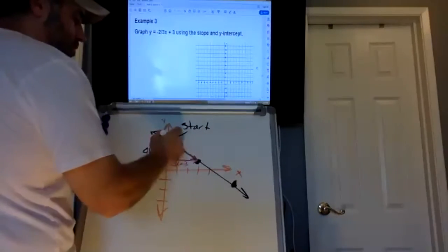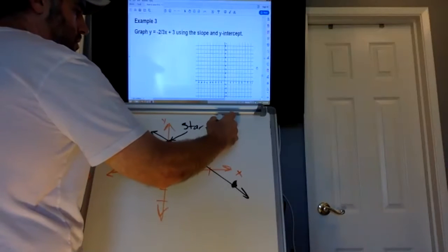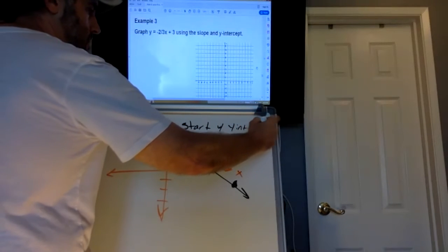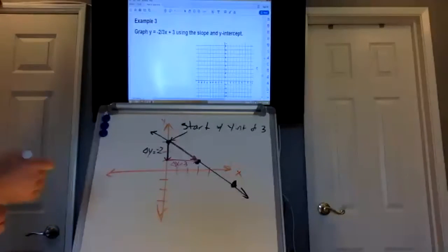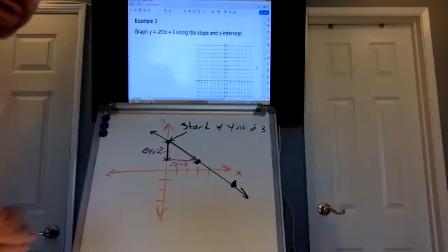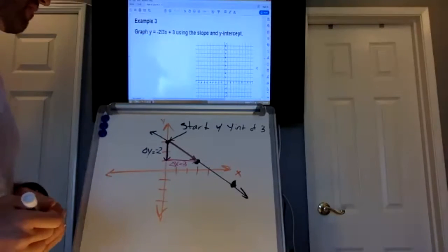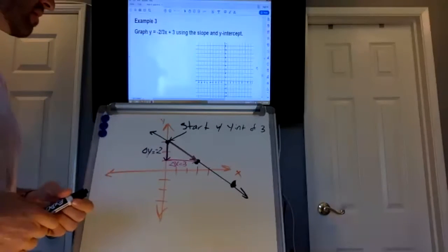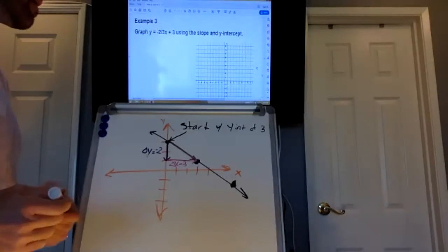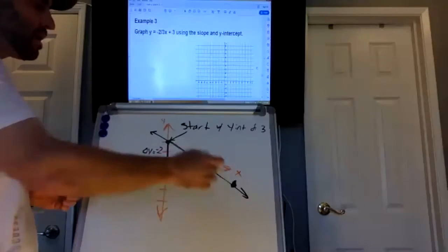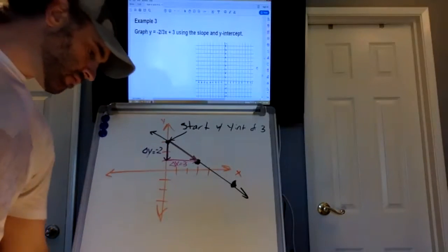We started with the y-intercept. I started with the y-intercept of 3. That's where my starting point was. Then the purple and the pink is the second thing I did. And then I put a point here where that ended up. Then I just went through it. Okay, that makes sense.